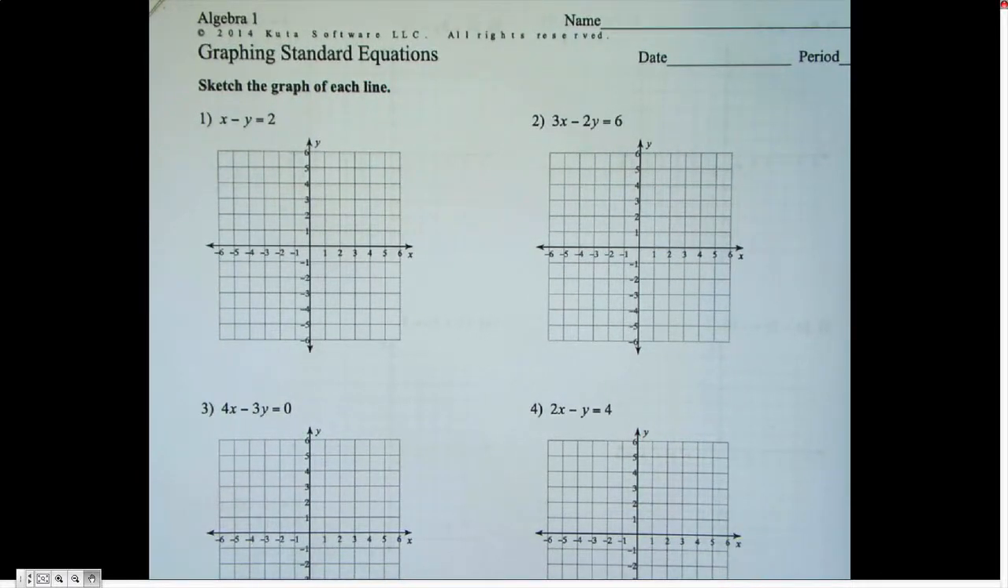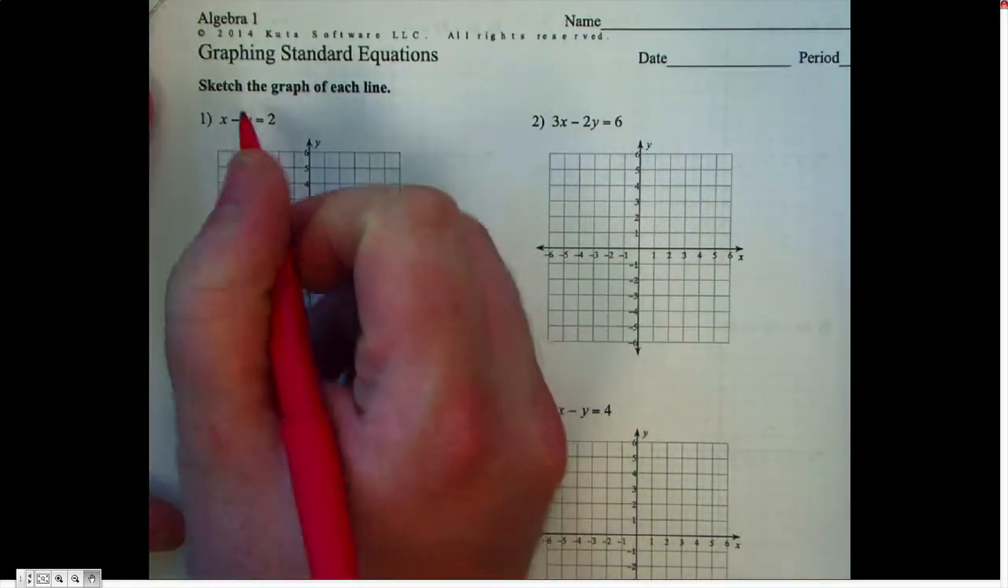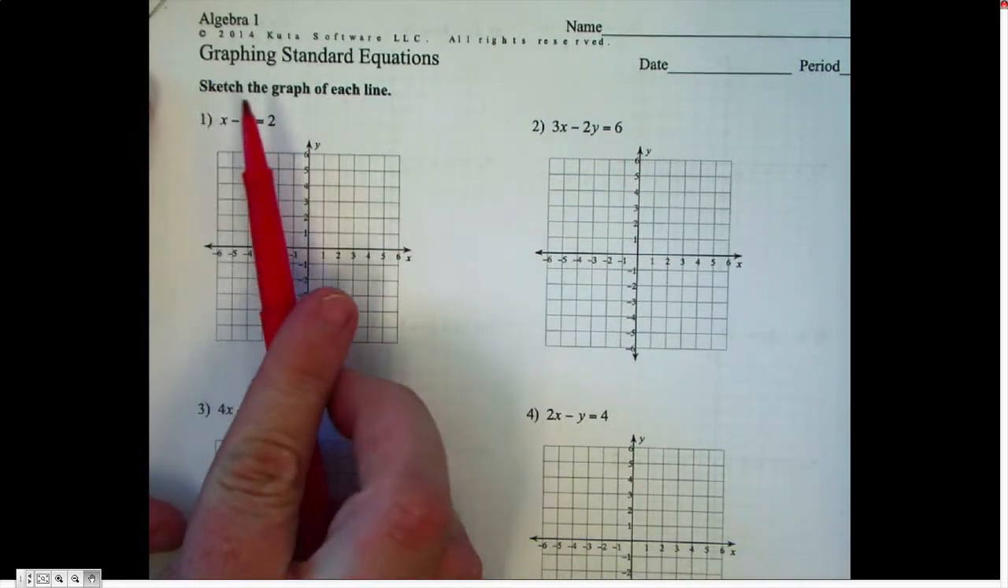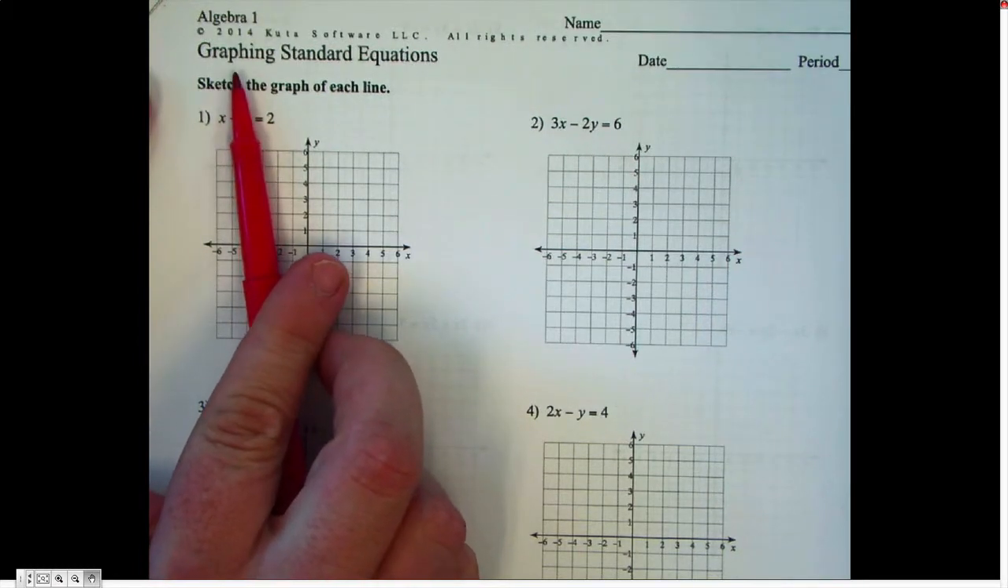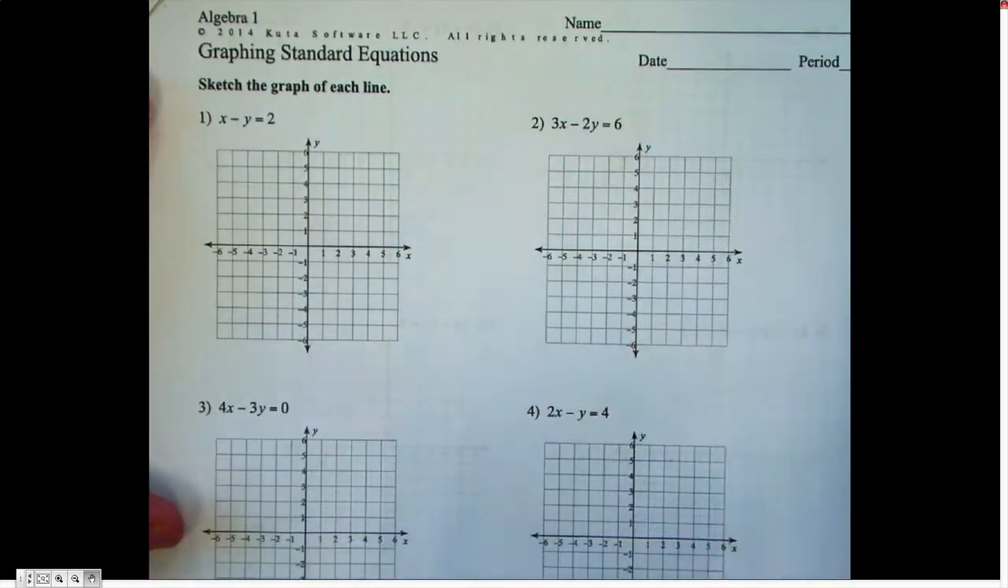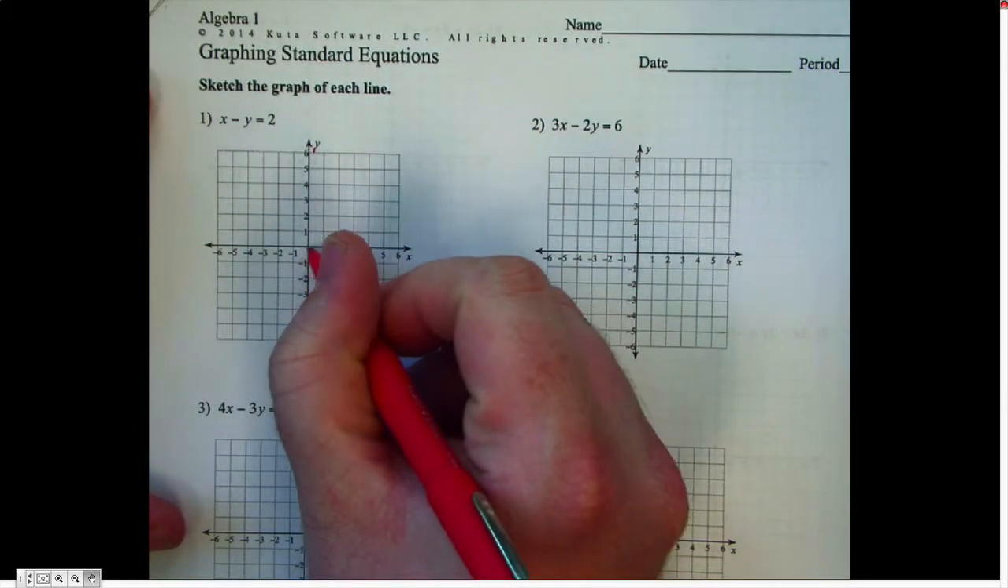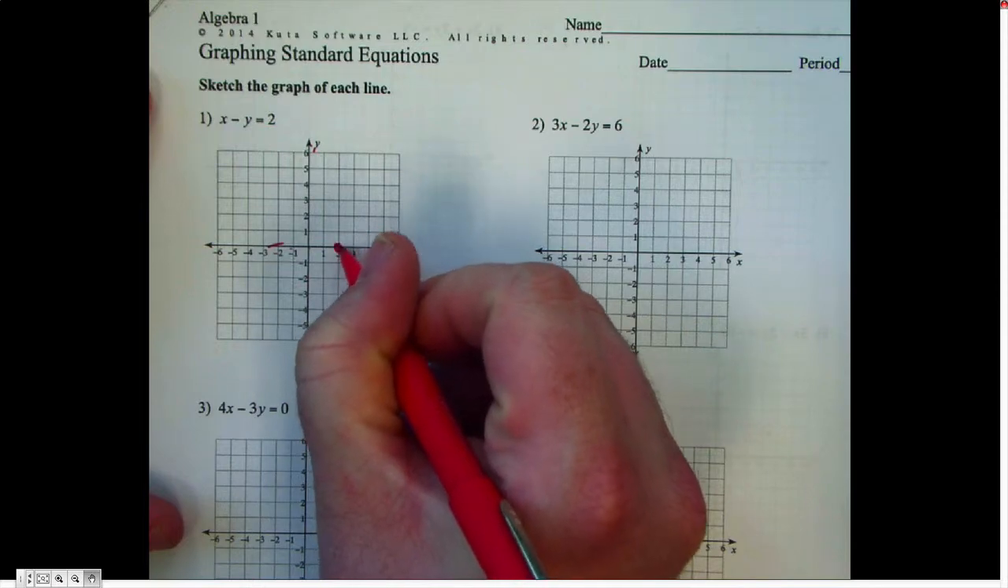Okay, here's the homework, graphing standard equations. In this one, we're just trying to go through and find alternative ways to graph different equations. The best way to do this is to remember, let's just block this out and make y 0. Well, when y is 0, we see that x equals 2. So when y is 0, x equals 2.